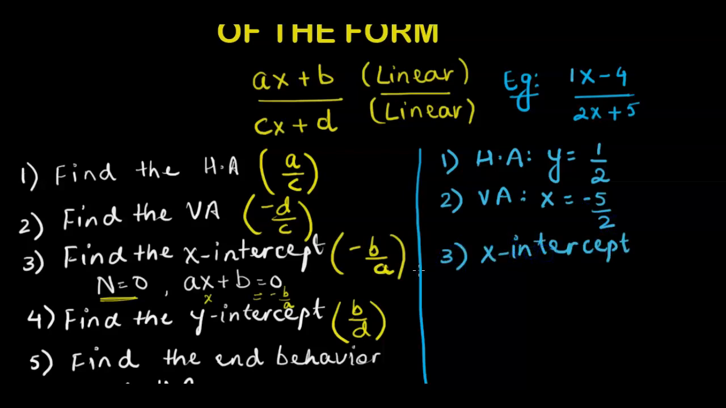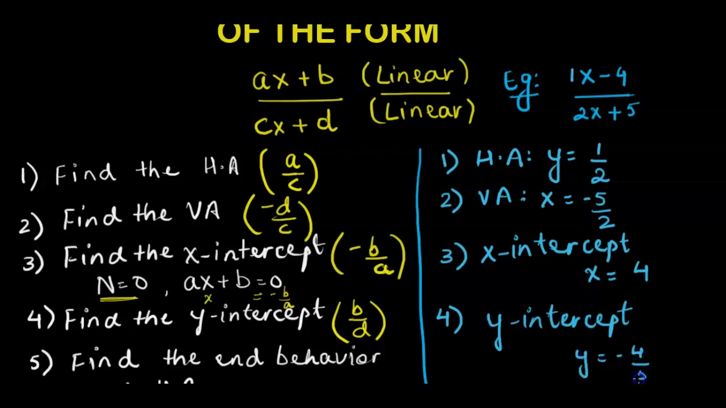Step number 3 is the x-intercept. For the x-intercept, we do negative b over a. Here b is already negative, so negative of a negative becomes a positive. Therefore, the x-intercept is equal to 4 over 1, which is nothing but 4. Step number 4 is the y-intercept. For the y-intercept, we do b over d, that is negative 4 over 5. So the y value is equal to negative 4 over 5 in this case.